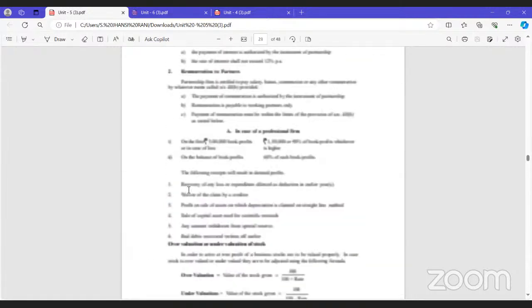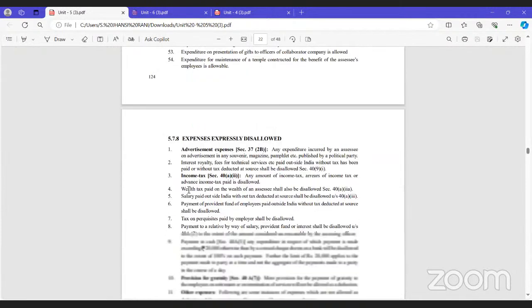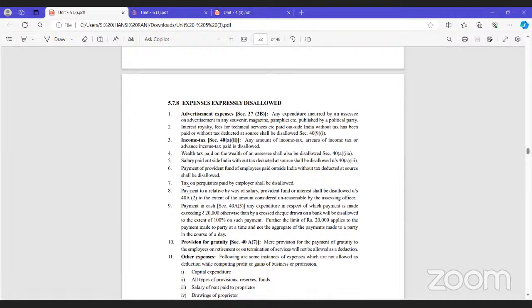Now, there are certain expenses which are actually business expenditures only, but they are not allowed as business expenditure. They are treated as inadmissible expenses. Though they are business expenses, they are treated as inadmissible expenses. So let us understand the reason behind that.